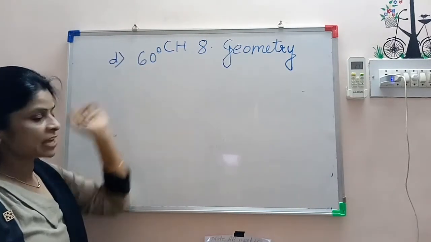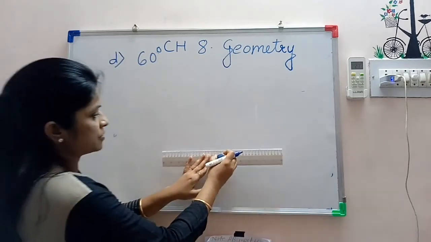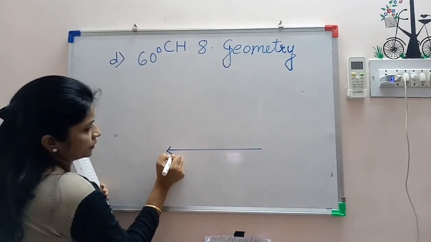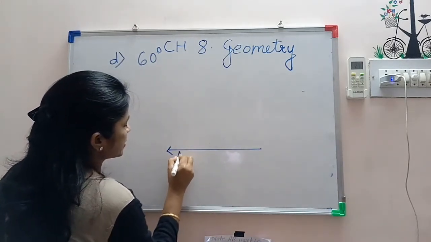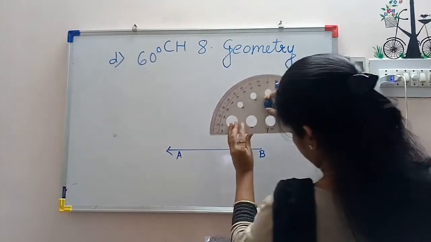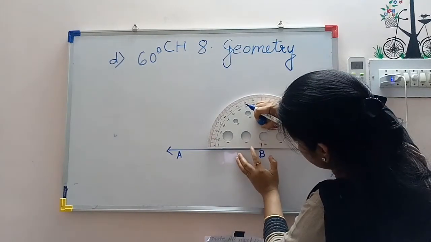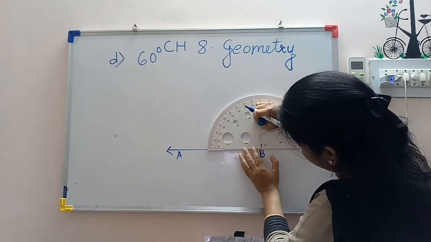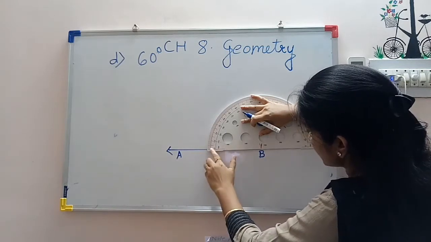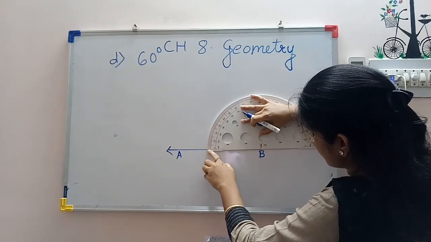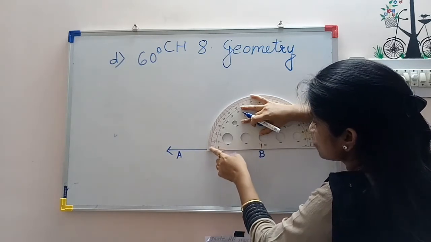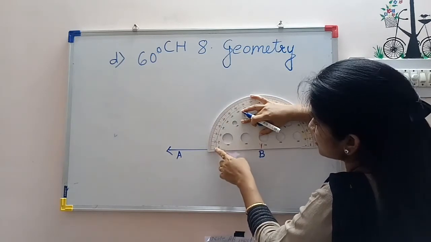Now we'll measure a 60 degree angle. Now we'll draw the ray and we'll name it as A, B. Now we'll place the protractor on it and we'll adjust the center point and baseline. Now here BA meets the 0 degree on the baseline, okay, along the outer scale. Now this 0 degree is on the outer scale.